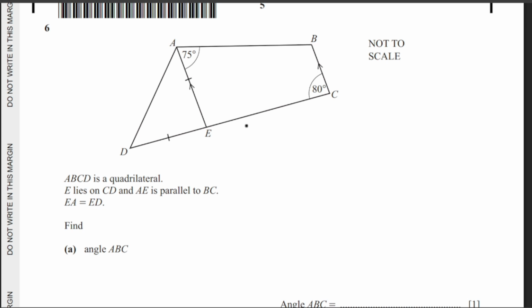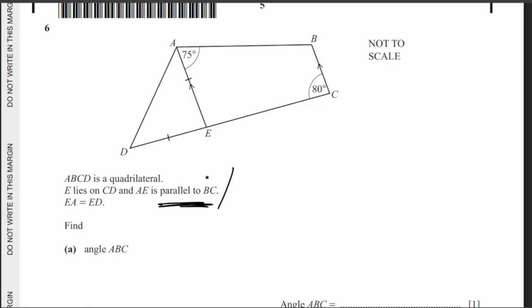ABCD is a quadrilateral. E lies on CD, and AE is parallel to BC. We have this entire shape over here. I don't know, guys, personally I cannot understand this stuff. I just look at the shape and do it from there, because this seems to complicate it more than it needs to be.